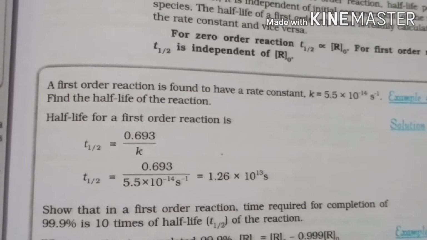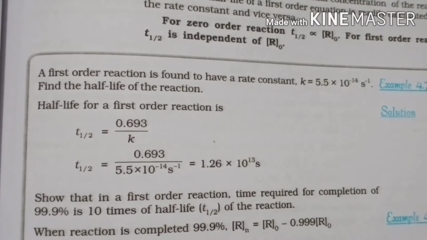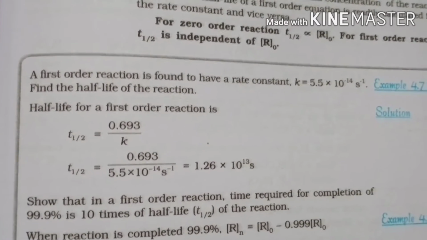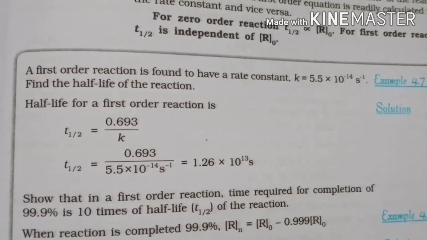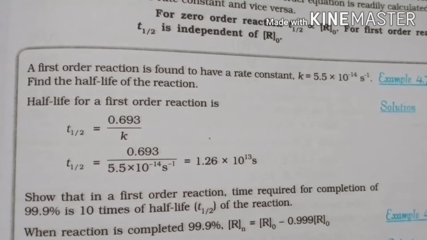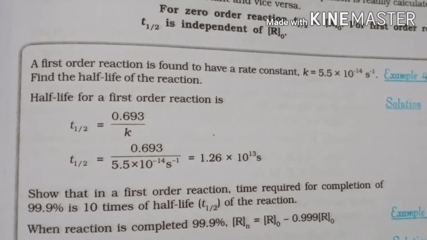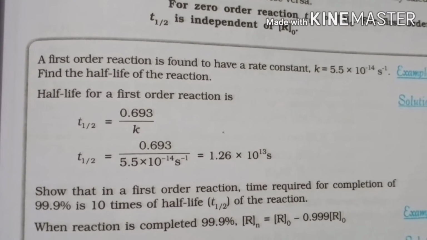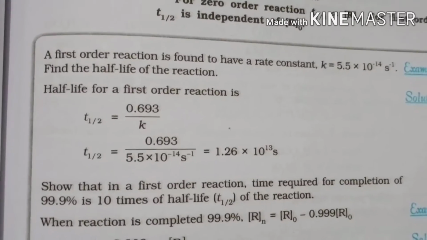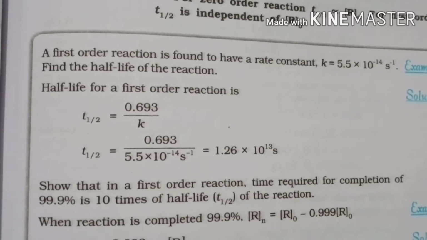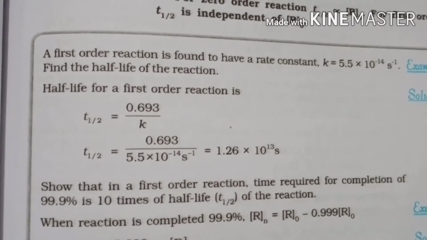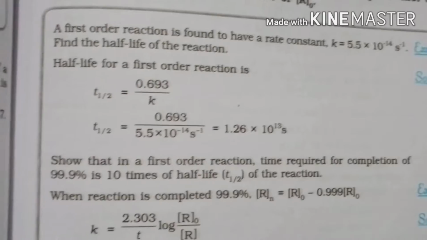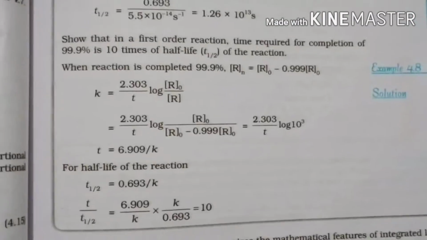Now let us see one calculation here. A first order reaction is found to have a rate constant K equal to 5.5 into 10 power minus 14 per second. Find the half-life period of the reaction. Here it is a first order reaction, so T half equal to 0.693 by K. Substitute the value of K, you can find out T half, and this question was already in the board exam. Another important question for the board exam is this second question.